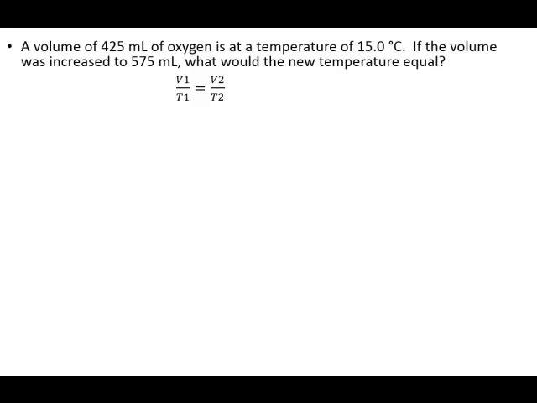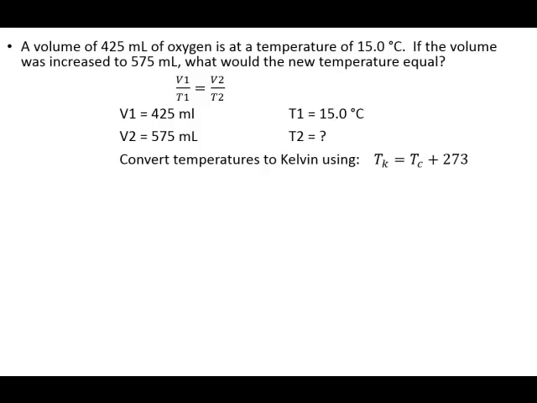We're going to take the information from the problem and assign it to the variables. My initial volume, 425 milliliters. My initial temperature, 15 degrees Celsius. My final volume, it's increased to 575 milliliters. I'm looking for my final temperature. Before I can substitute anything into the formula, if I'm using temperature, I have to convert it to Kelvin. So I'm going to add 273 to 15 to get 288 degrees Kelvin. Now I'm ready to substitute.